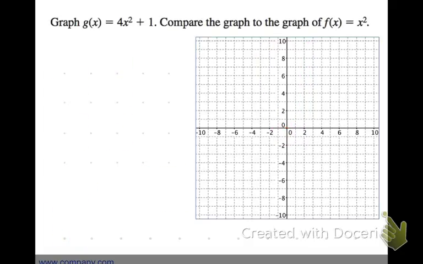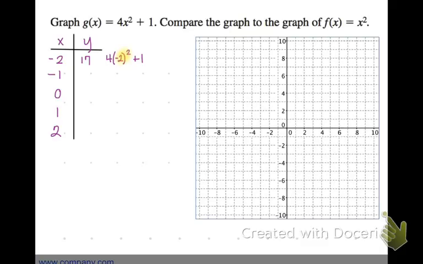Let's look at one more. I have g of x is equal to 4x squared plus 1. So just like on the other one, I'm going to start by filling out my table. So to figure out each of these values, we're going to plug in for x. So I have 4 times negative 2 squared plus 1. Remember, we have to do exponents before we can multiply. So negative 2 squared is 4. 4 times 4 is 16, and then 16 plus 1 is 17.